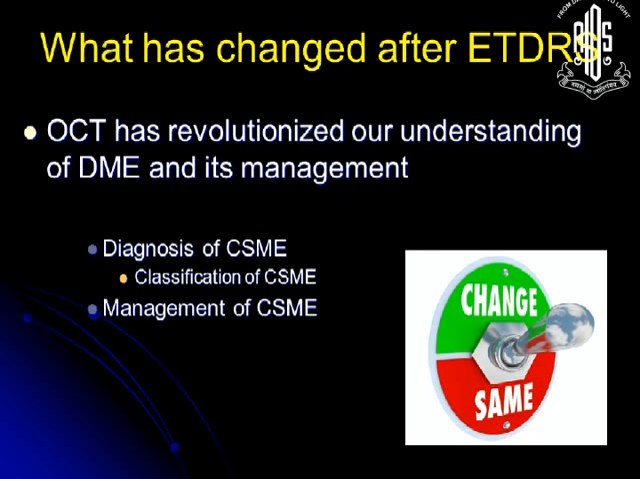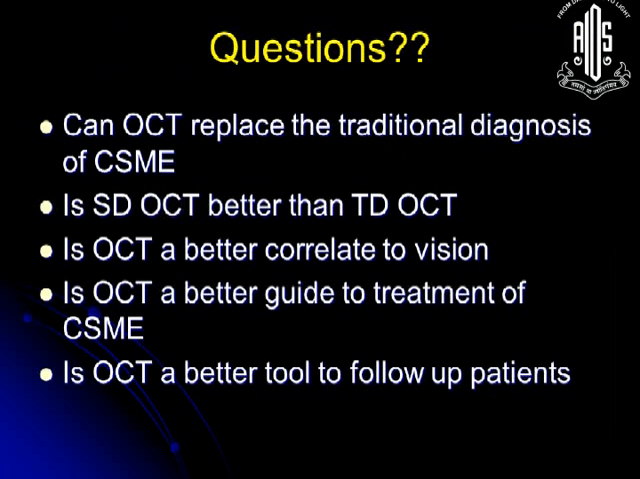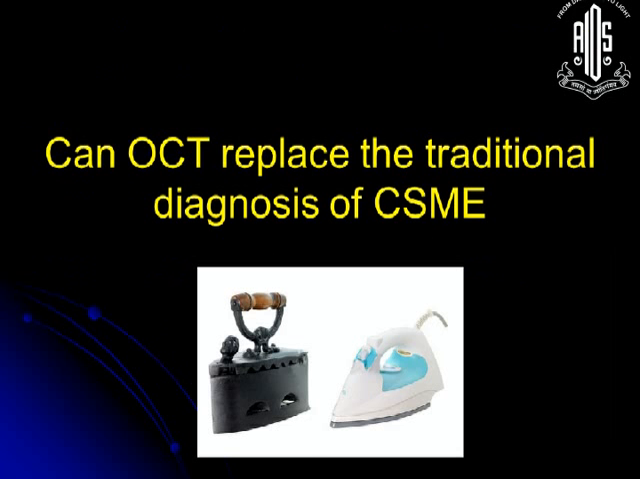The advent of OCT has revolutionized our understanding of diabetic macular edema. We use OCT not only for diagnosis, but also to classify CSME based on OCT findings, and management of CSME has undergone a great change with the advent of OCT. These are some of the questions that I'm going to try and answer in this talk. The first question is, can OCT actually replace the traditional diagnosis of CSME? Now that we are doing a lot of OCTs, should we do away with clinical examination?